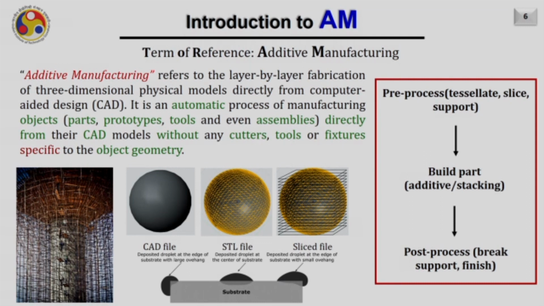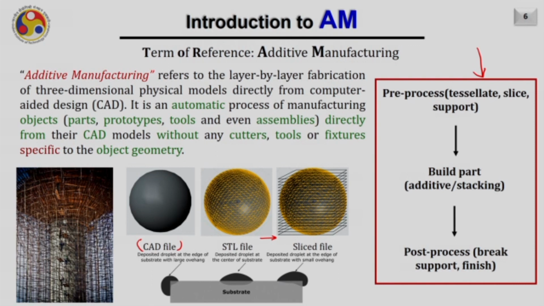How does it work? This is the flow of the process. We start with pre-processing. In the pre-processing, we start with the CAD model. We convert this CAD model into the tessellated form. Tessellated form means the surface of the CAD model is represented by a collection of triangles. And then we do the slicing. Slicing means nothing but taking the intersection between the horizontal planes and these triangles. And after that we generate the support structure data.